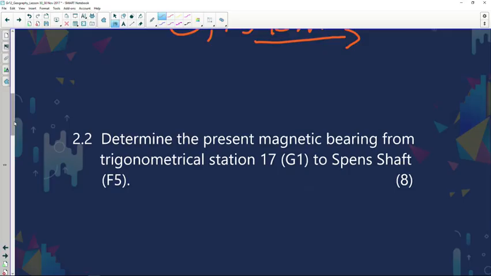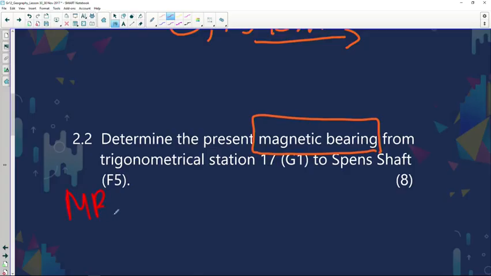Now, question 2.2. Determine the present magnetic bearing. Now, keep in mind, it's not magnetic declination, it's magnetic bearing. From trig station 17 in G1 to Spain's shaft F5. Now, what's the most important over here? Stick to your formulas. Now, once again, we've got a formula over here. Magnetic bearing equals magnetic declination plus true bearing.